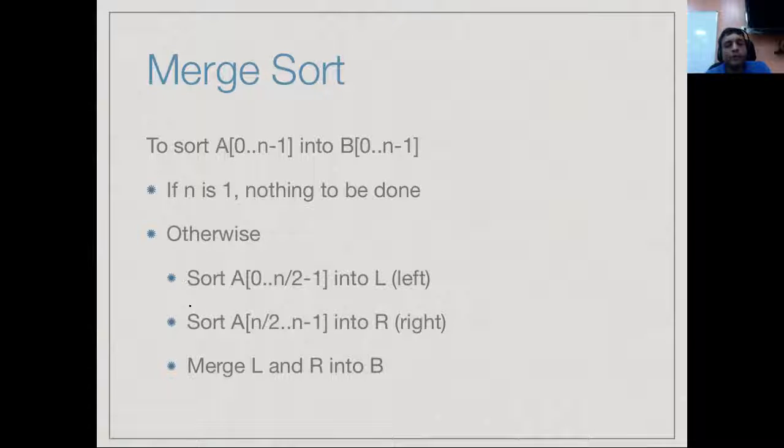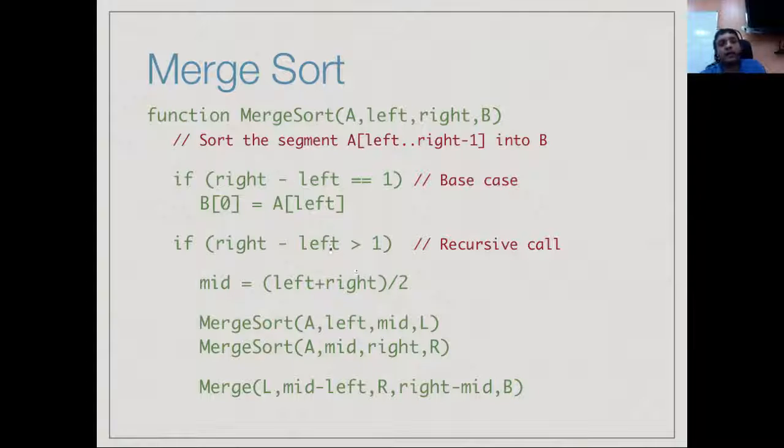Otherwise, we will sort the left part into a subarray L, we'll sort the right half into a subarray R, for left and right, and then we will merge the two using the function we just wrote. So this is a very clear recursive algorithm. So we want to merge sort A from left to right. We will assume that the leftmost position is called left, and the rightmost index is actually right minus 1. So right is one more than the index of the position that we want to sort up to.